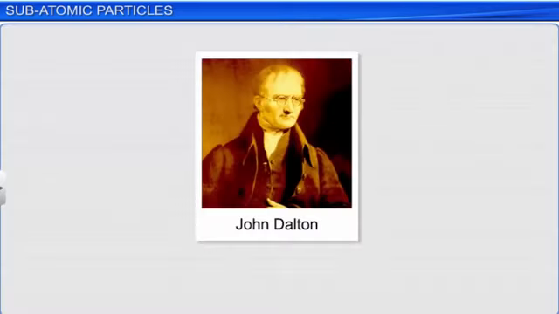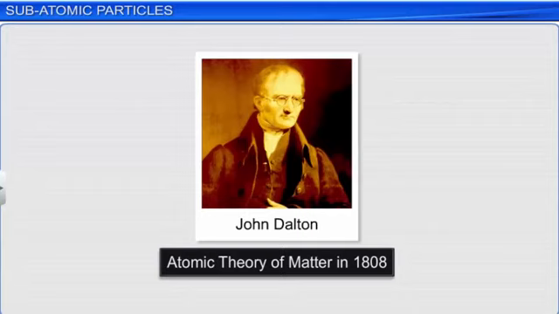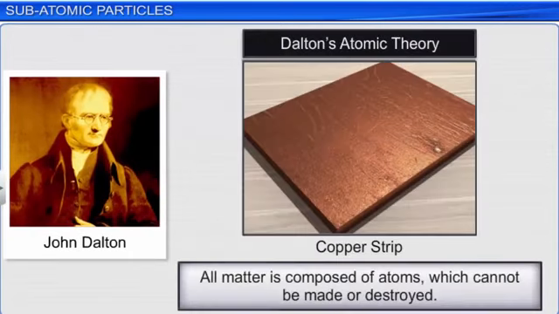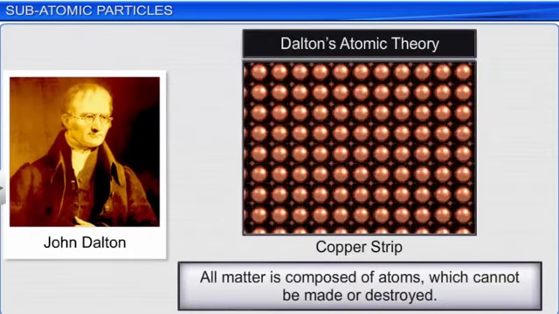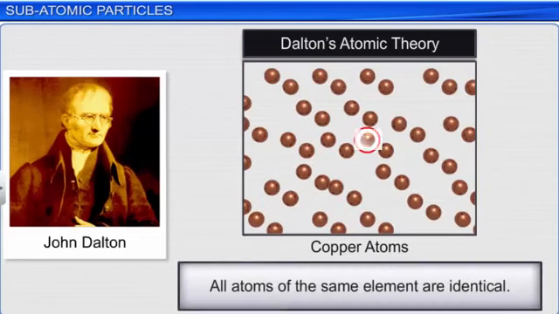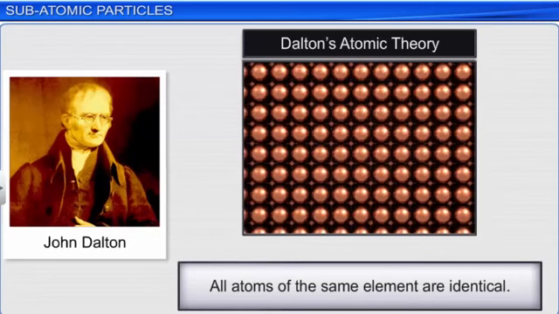John Dalton proposed the atomic theory of matter in 1808. Dalton proposed that the atom is the ultimate particle of matter. This theory is called Dalton's atomic theory. It postulates that all matter is composed of atoms that cannot be made or destroyed. All atoms of the same element are identical.